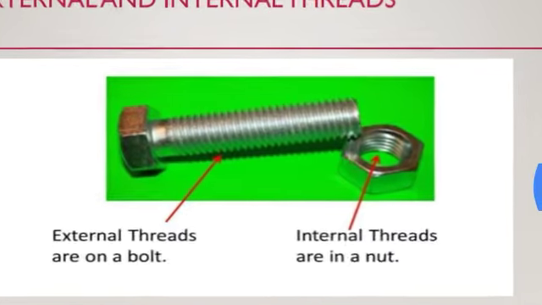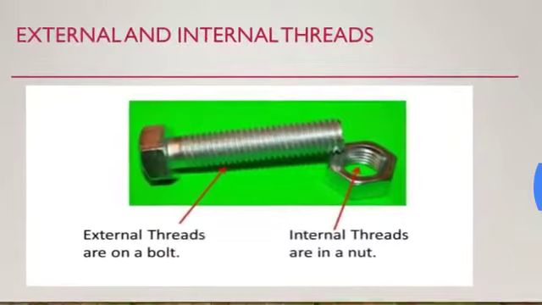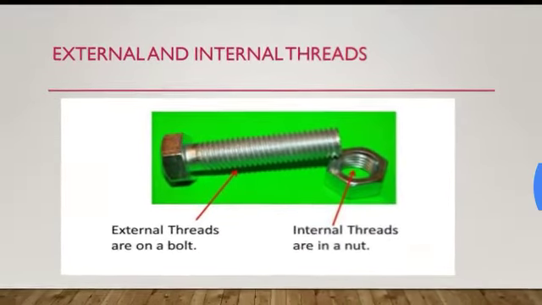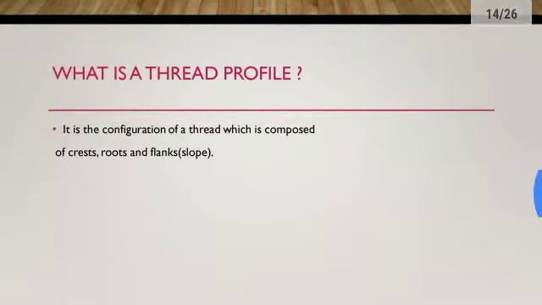And internal threads: here you take a nut, and you find threads inside the nut, so those are called internal threads. If you find any thread inside the body or inside the object, those are known as internal threads. Internal threads are in a nut, external threads are in a bolt.